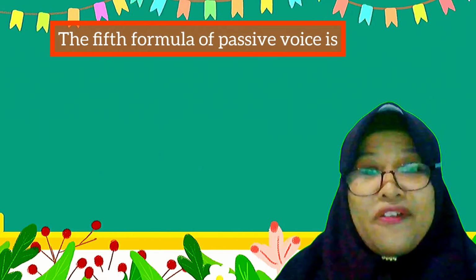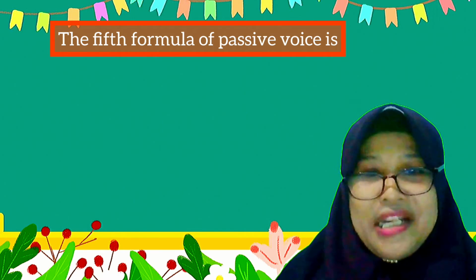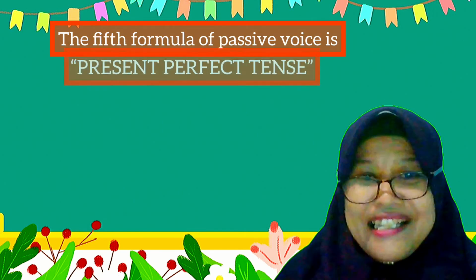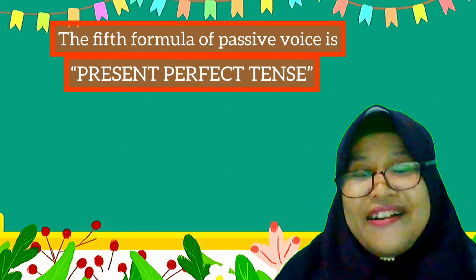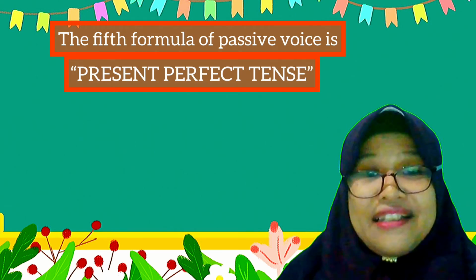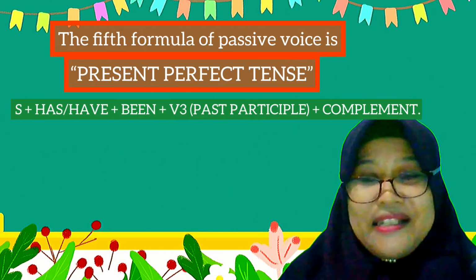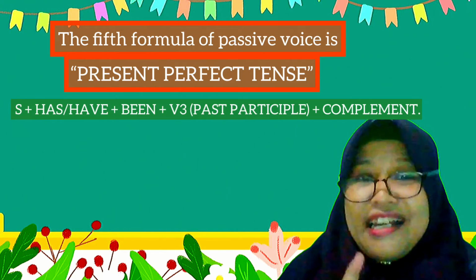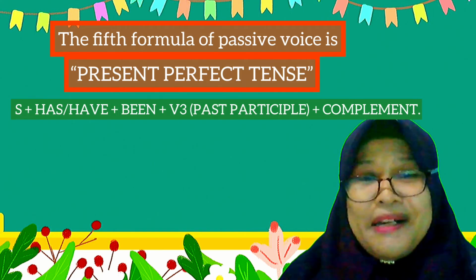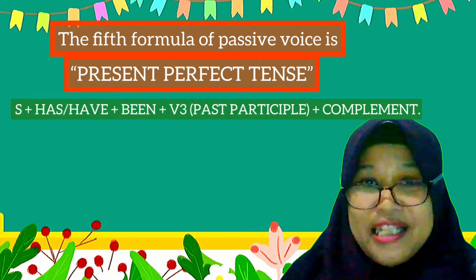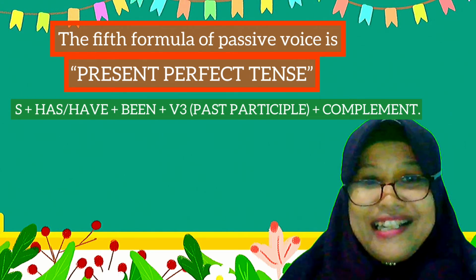Now, let's see the fifth formula or function of the passive voice. What is that? Yes, the present perfect tense. Okay, now let's take a look at the formula. Formula is subject plus has or have plus been plus verb 3 or past participle, and the last one is complement as usual.